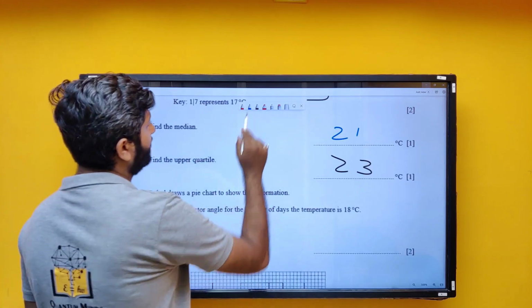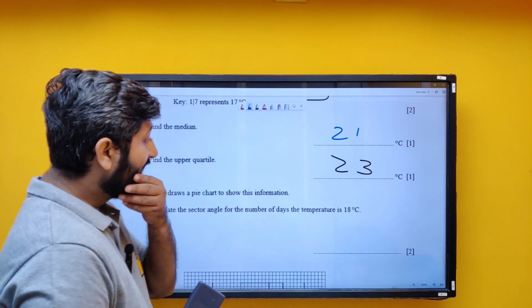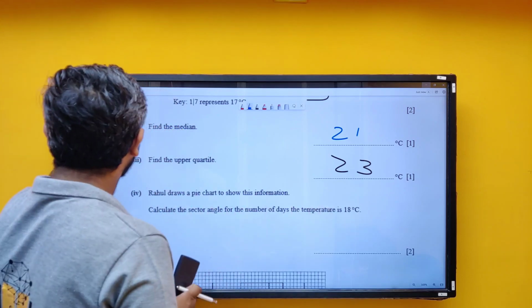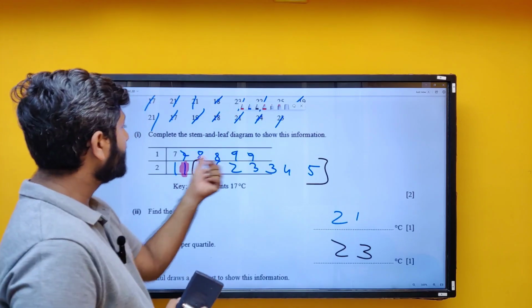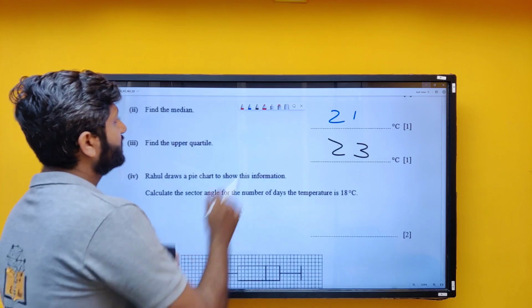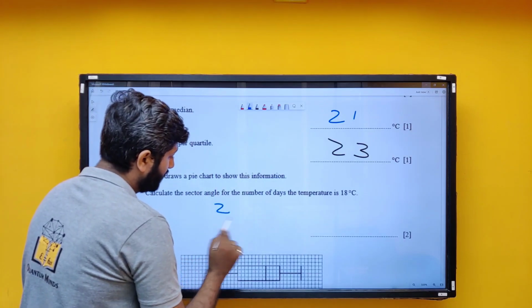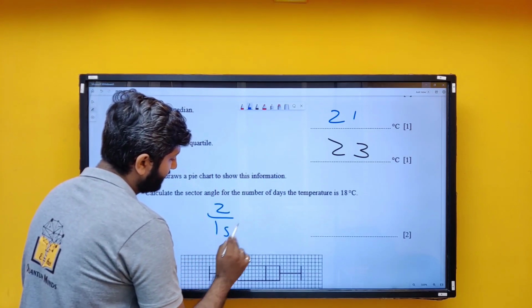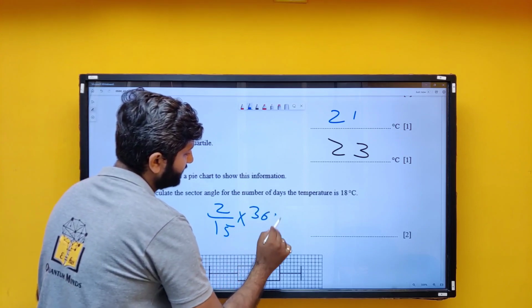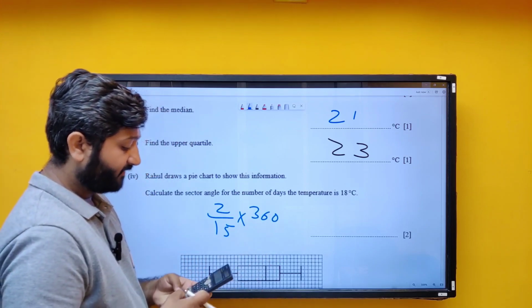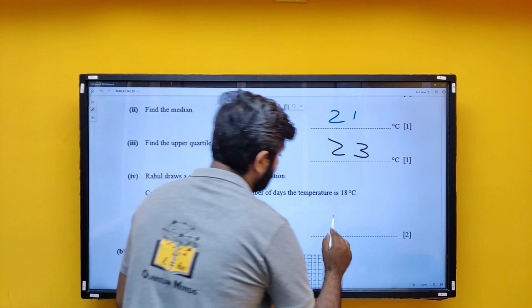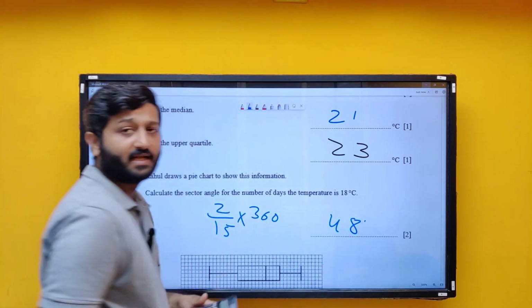Next, Rahul draws a pie chart to show this information. Calculate the sector angle of the number of days the temperature is 18 degrees Celsius. On 2 days we have the temperature as 18. So 2 upon 15 into 360, which is 2 divided by 15 times 360. The angle is 48 degrees.